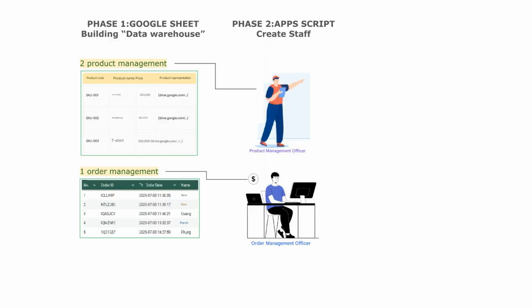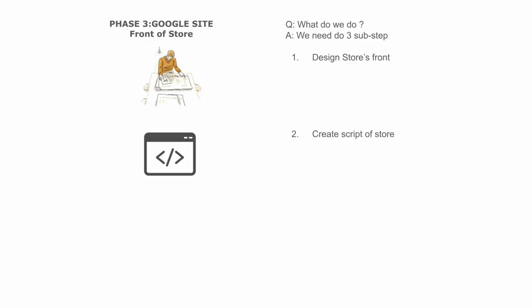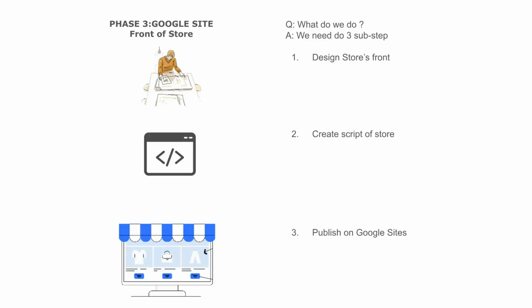After completing the first and second phases, we successfully created the data warehouse and 2 employees. In the third phase, we will proceed to create the storefront. We will need to perform 3 small steps. First, design the interface. Second, create the storefront code file. Third, deploy the code to Google site.